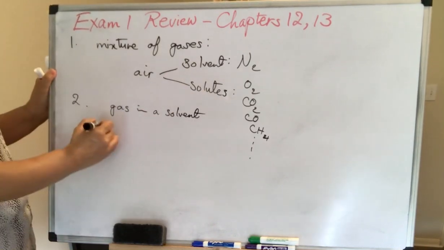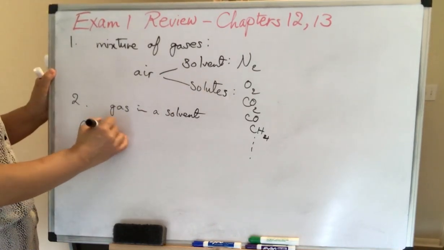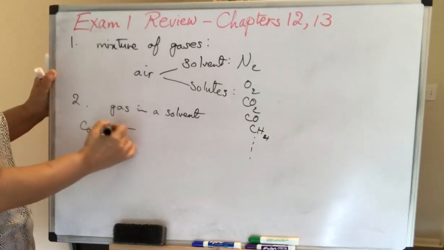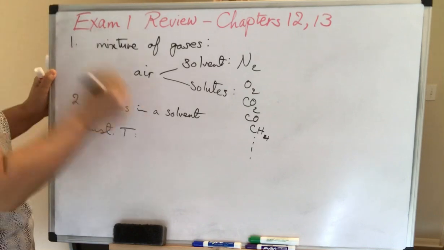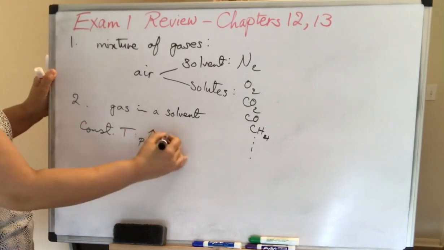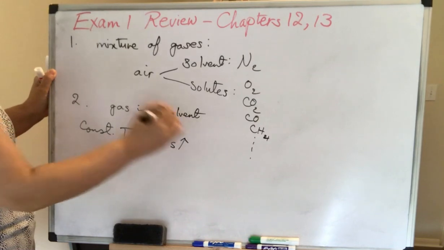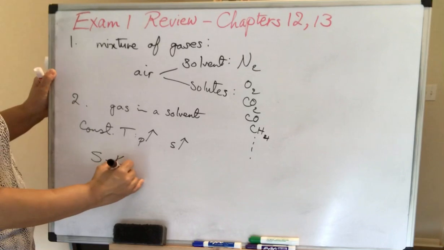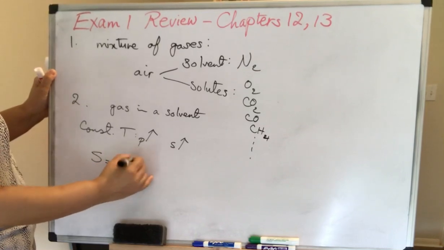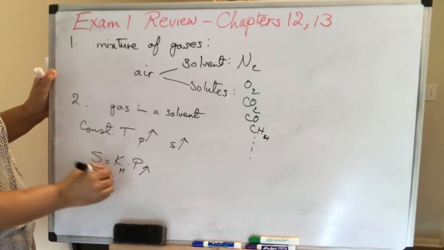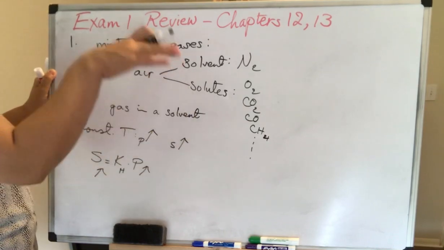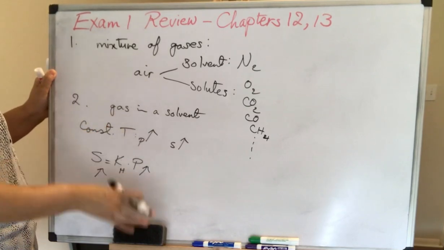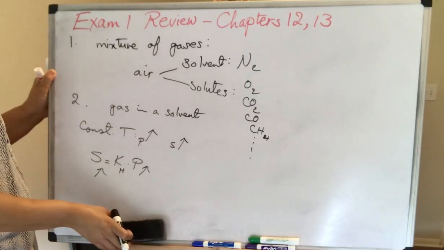So I would say in a constant temperature, I bring the example of a can of Coke or Pepsi. At a constant temperature, by increasing the pressure, solubility increases. What law do you use? Henry's law. S is KH times P. By increasing the pressure at a constant temperature, solubility increases. So increase the pressure on a can of Coke, you can dissolve some more carbon dioxide in it.